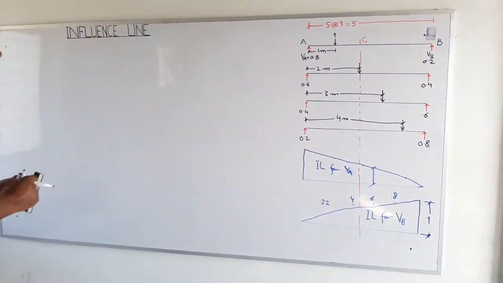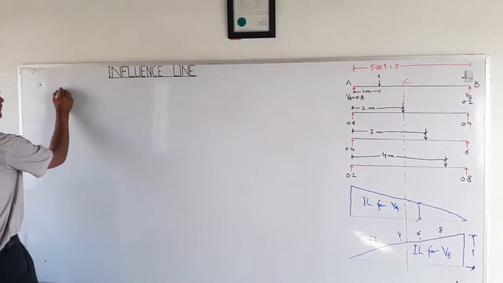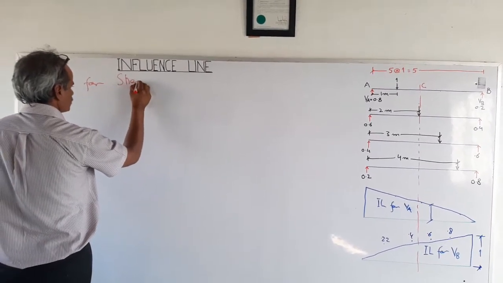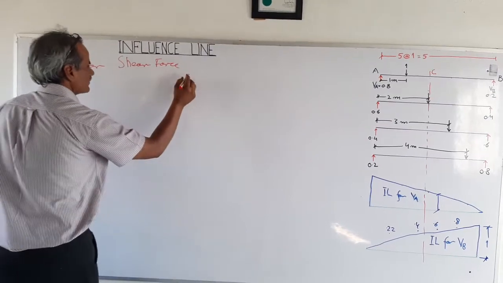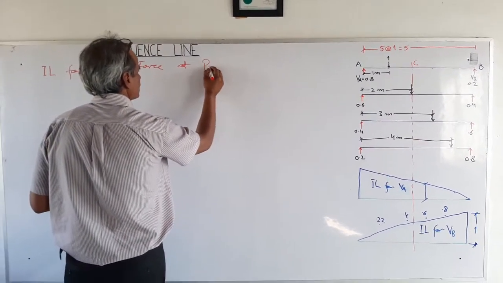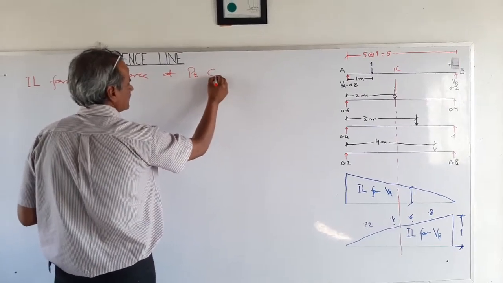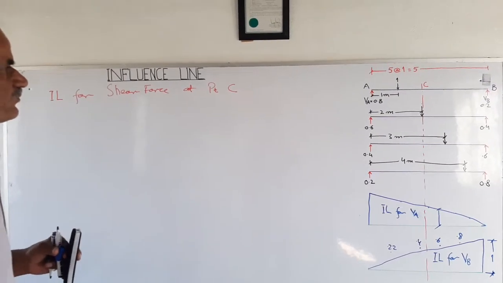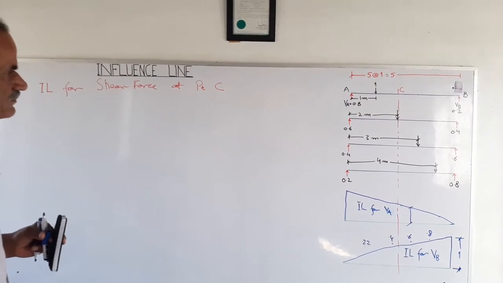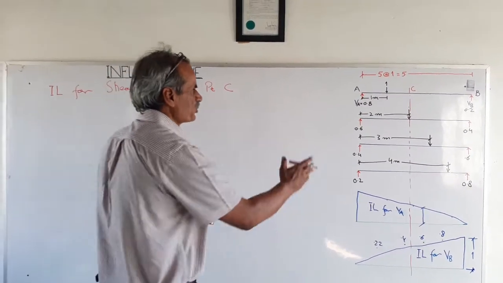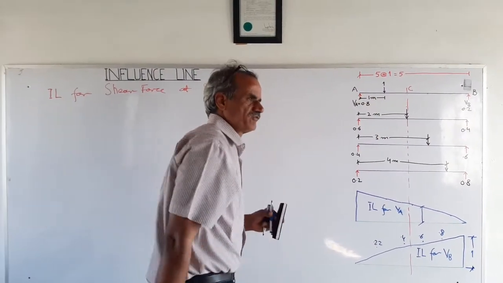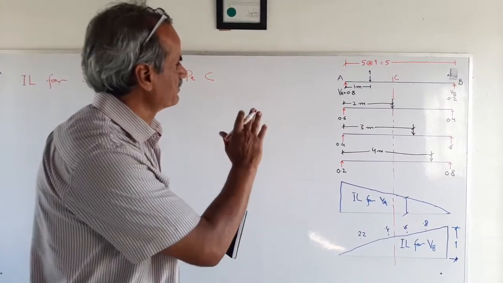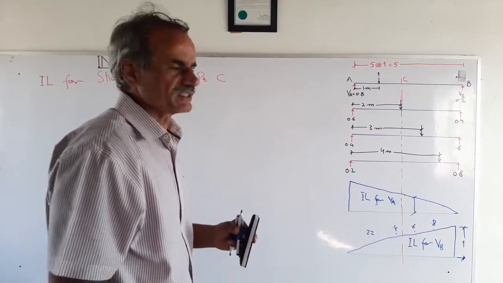Say, for example, the influence line for shear force at point C, which is 2 meters from spot A. For the first case, when the load is at spot A, of course, the whole force is being resisted by the reaction at A, that is 1, and there is no shear force at C when the load is at A.